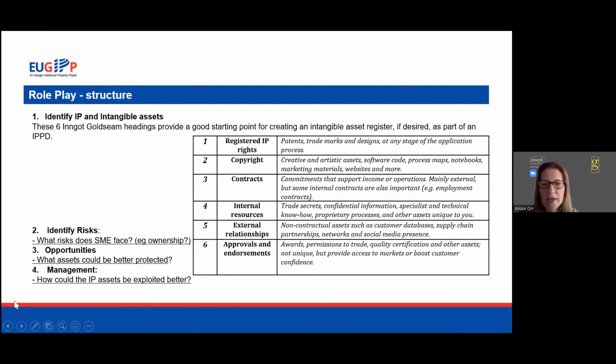So identifying the IP first, then at a minimum to pull out some risks, and from those risks we can determine some immediate IP management opportunities, and hopefully some activities from there we can discuss after.